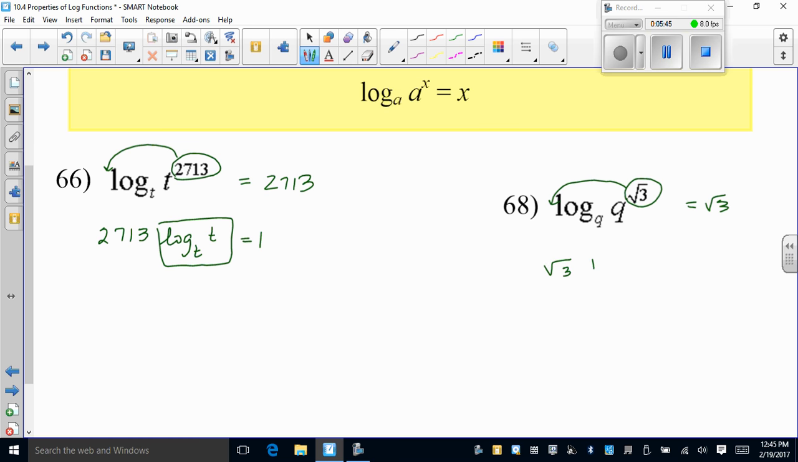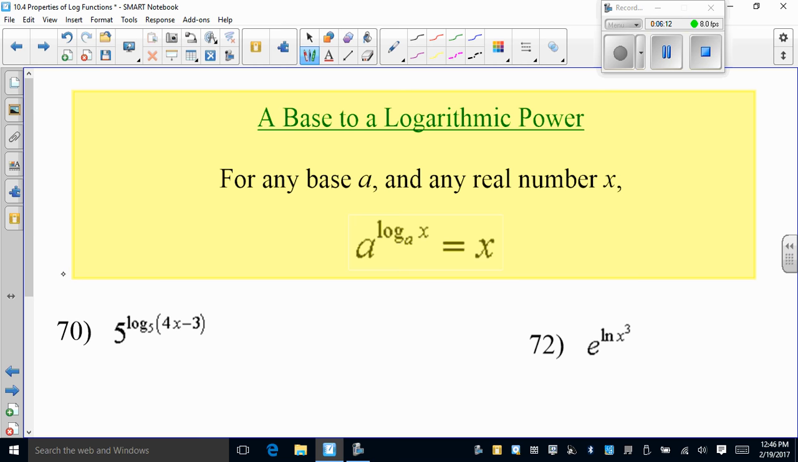Log base q of q. But this guy here is equal to 1. So it's just square root of 3. Okay. This is the easy one to do. You're just going, oh, okay, the base and the other is the same, so it's just the power. This one is not as easy.